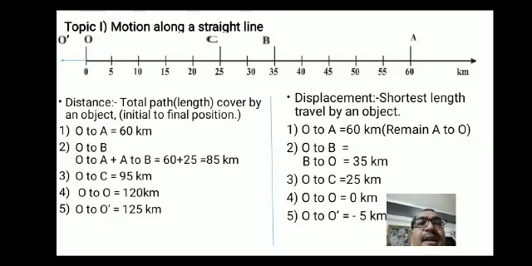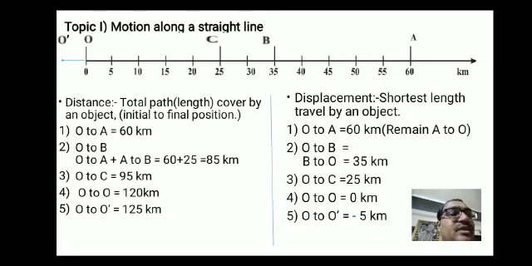Now for point 4, distance O to O means the car travels from O to A and comes back A to O. So O to A is distance 60 and again A to O is distance 60. So 60 plus 60, the total distance should be 120 kilometers.